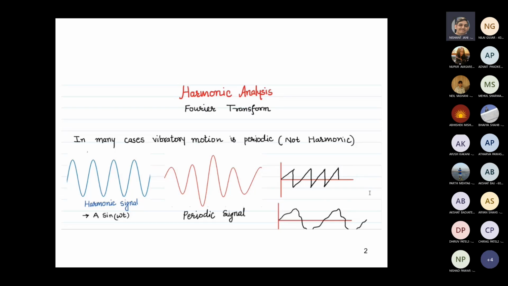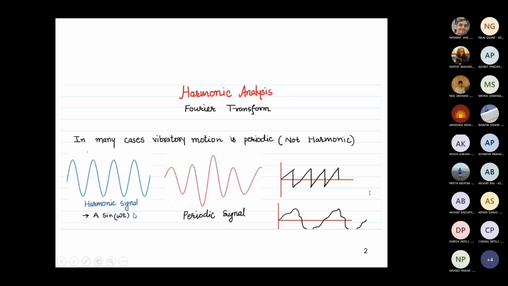No, sir, I think it's periodic. It is periodic, but it is not harmonic. So when you say harmonic, it has to have a sine or a cosine component attached to a fixed amplitude. So if you see this signal, the amplitude of the signal varies and it is given by the equation a sine omega t.